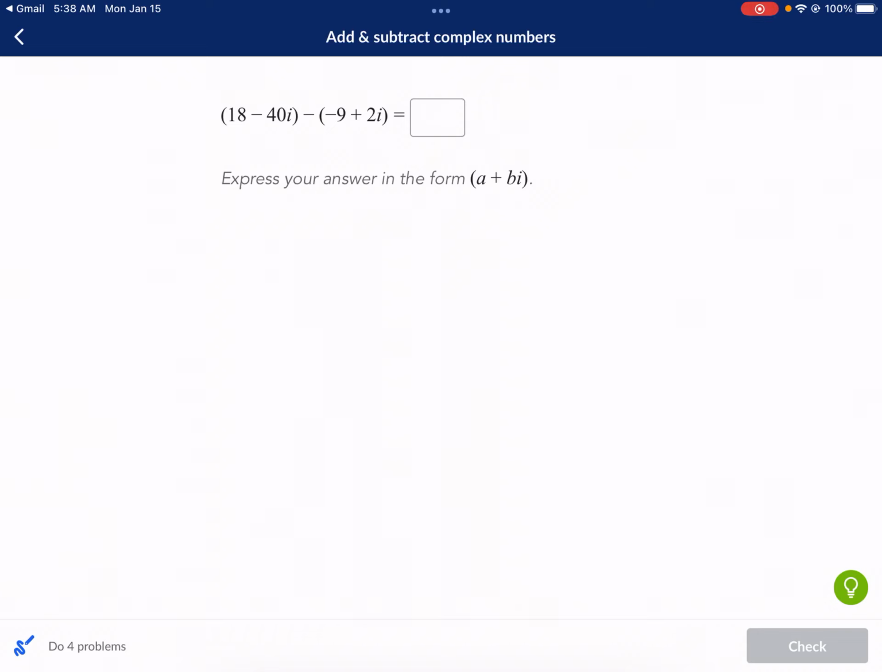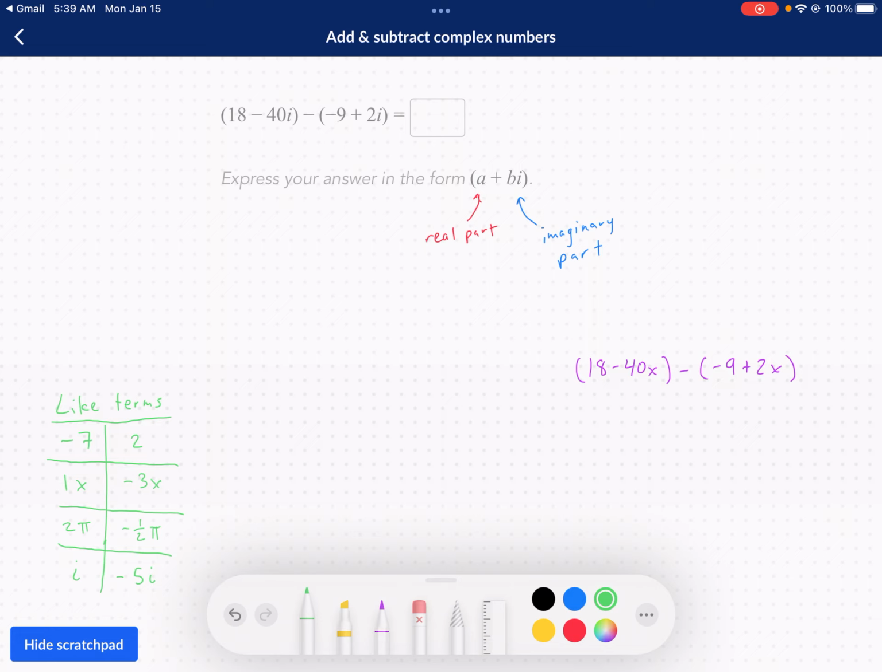Today we're doing a Khan Academy tutorial called Add and Subtract Complex Numbers. So this is kind of reviewing imaginary numbers, complex numbers, and combining like terms, those three concepts. So I'm going to go ahead and get started.